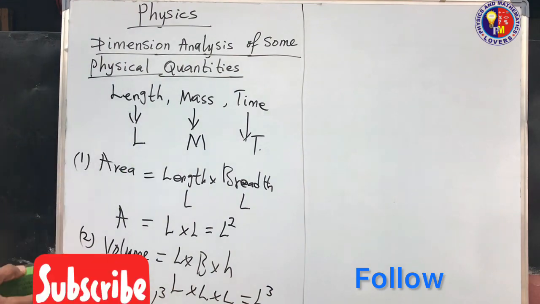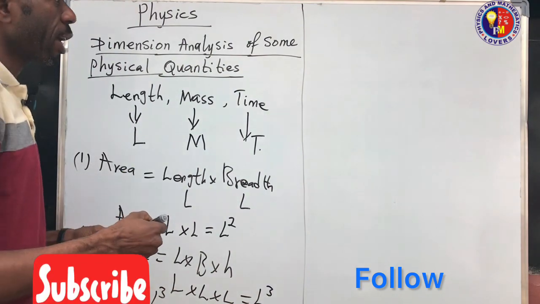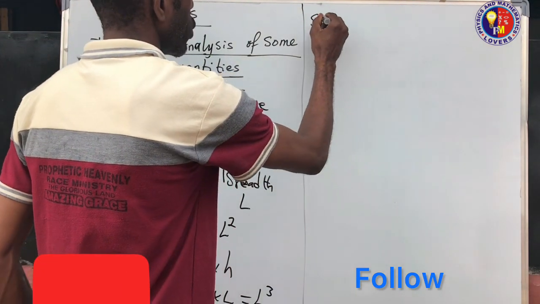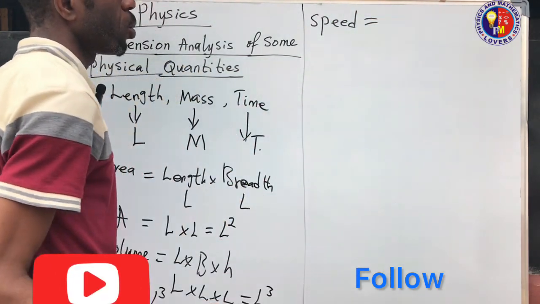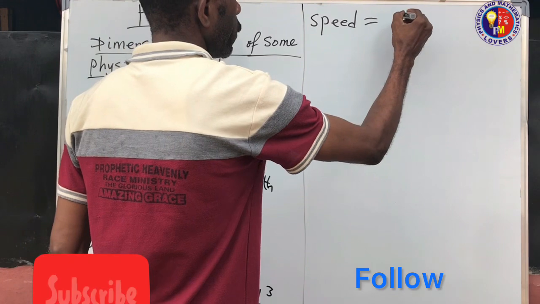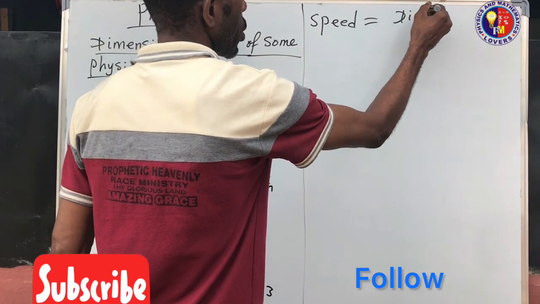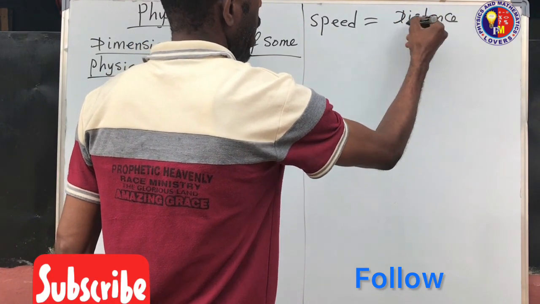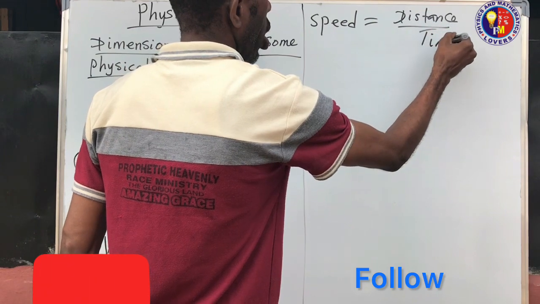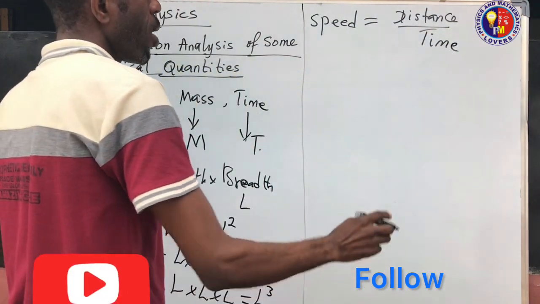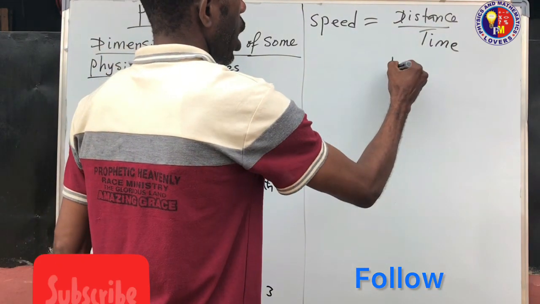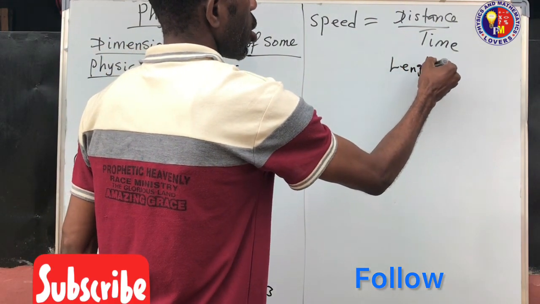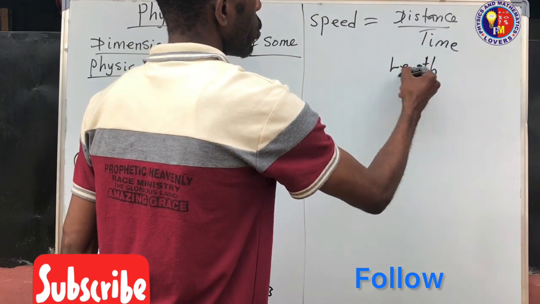Let's look at another quantity like speed. Speed is a derived quantity, and it is derived from what? Distance over time. In other words, distance is also talking about length, the difference between 2 points. So we can also say length over time.